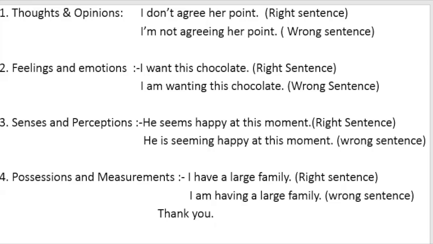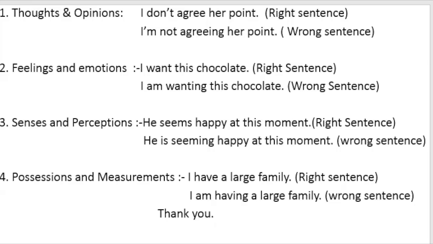Thoughts and opinions. I don't agree with her point. Right sentence. And I'm not agreeing with her point is a wrong sentence. It's in progressive. So the verb agree is a state verb here, so that cannot be a progressive verb over here.